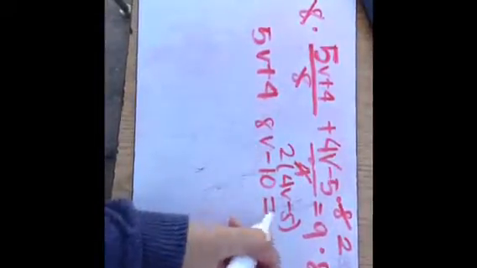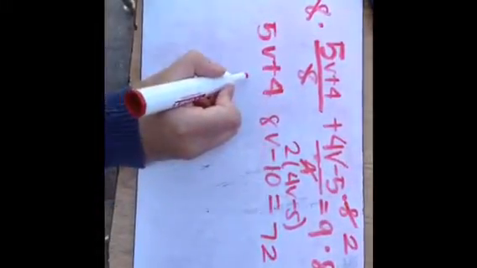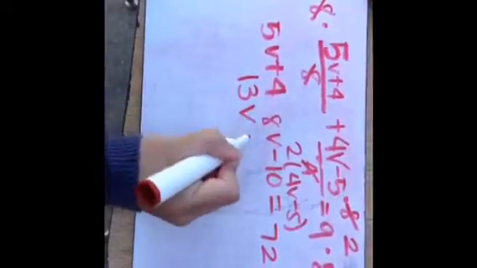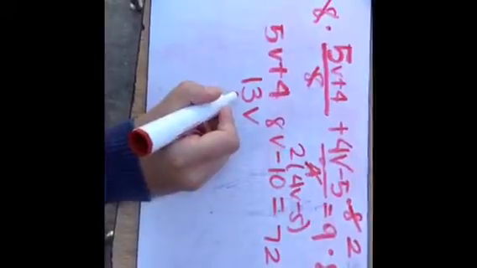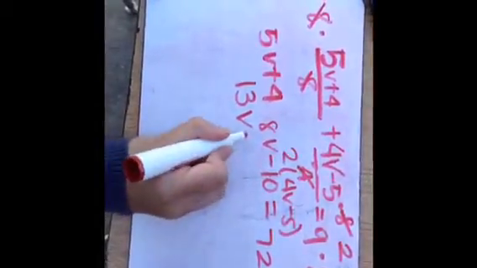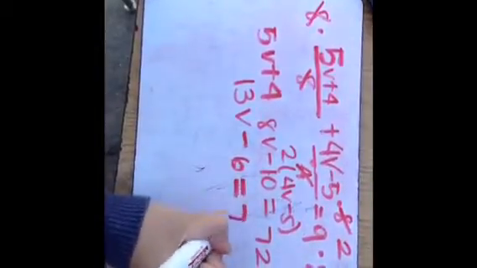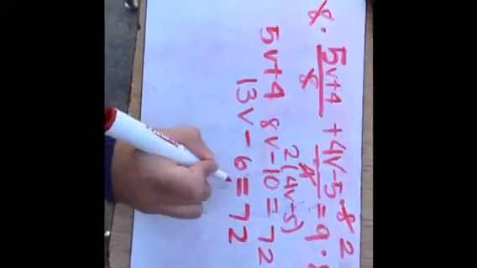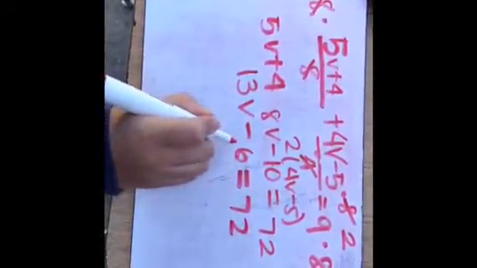Now you're going to combine like terms. Add 5v and 8v. This equals 13v. Now add 4 and negative 10. You are left with the equation 72 equals 13v minus 6.